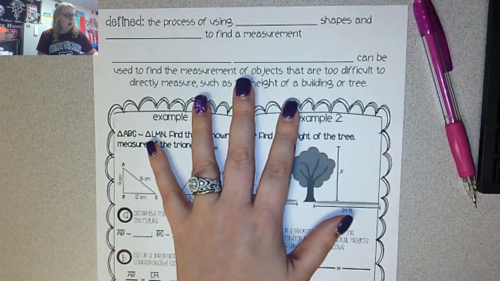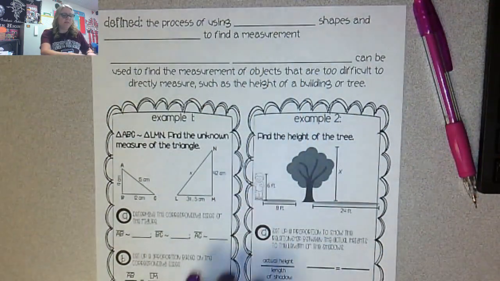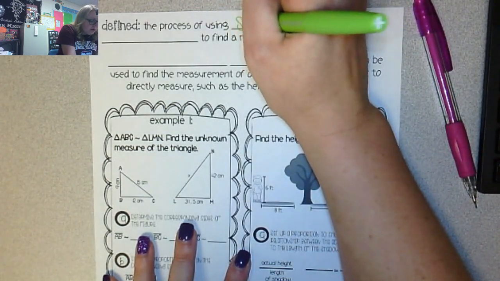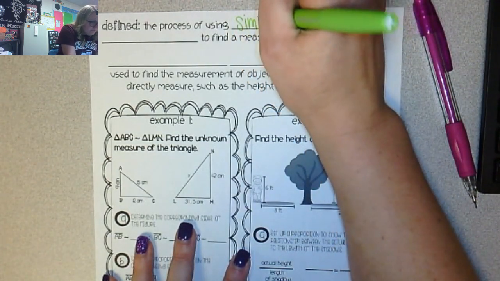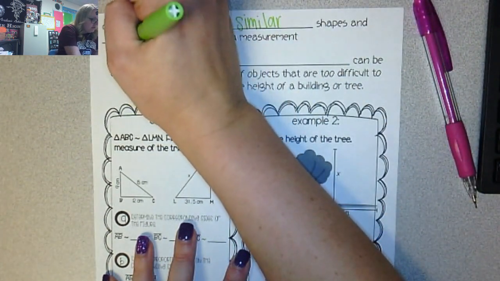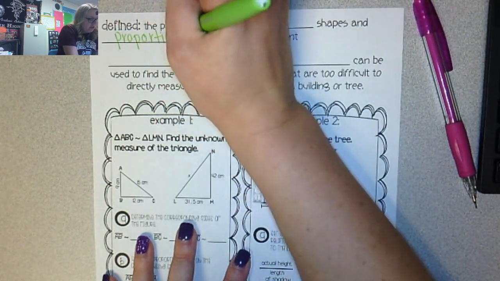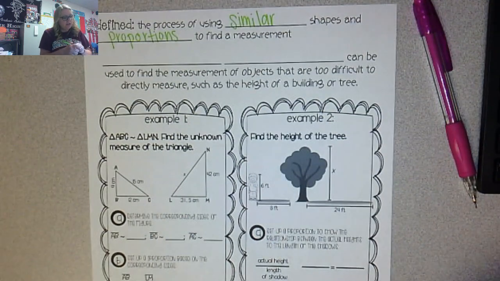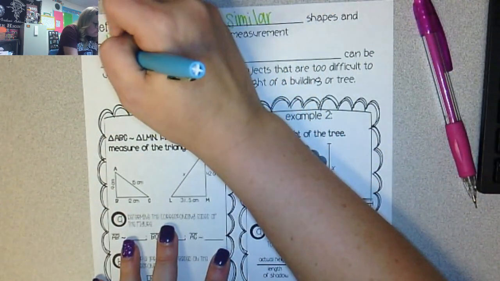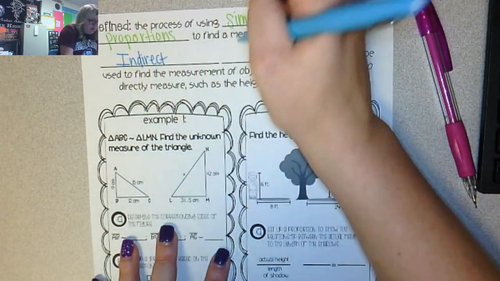The first part says indirect measurement is defined as the process of using similar shapes. So you're filling in the words similar shapes and proportions to find measurement. Okay, your next part that you're filling in is the actual definition of indirect measurement.